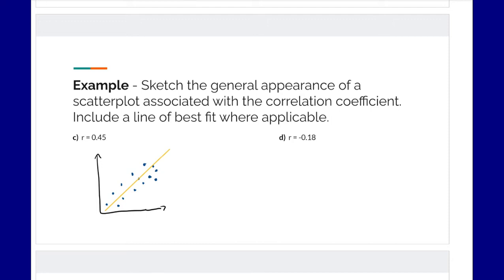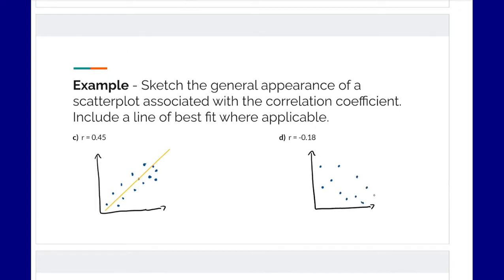dr is equal to negative 0.18. So again, I'll draw my axes. Negative means it's going down. The 0.18 means it's a weak relationship. So here we're probably going to see the points spread out a bit more.